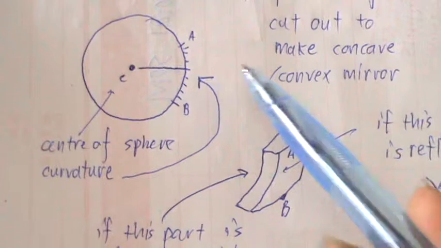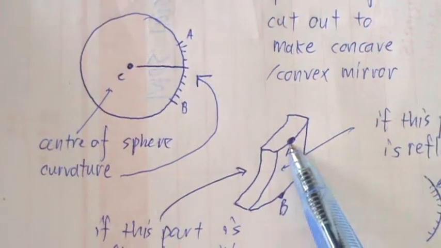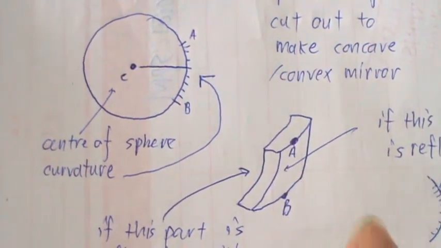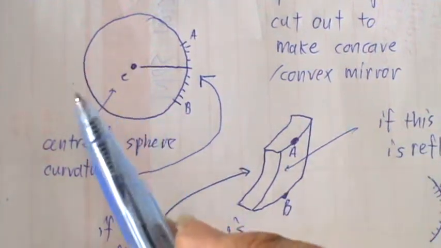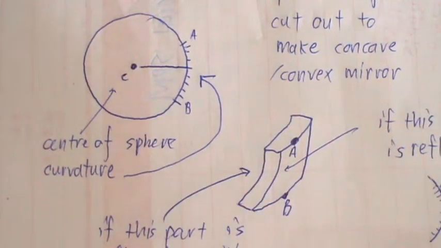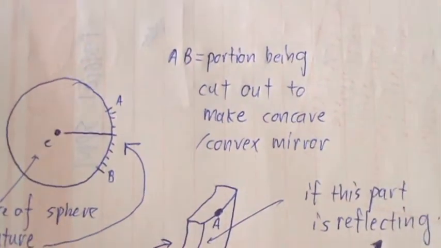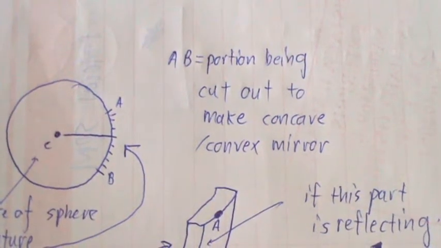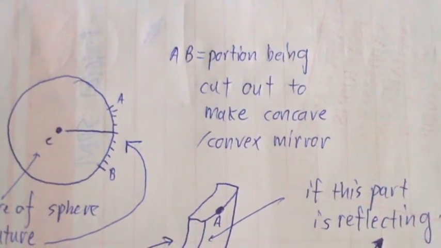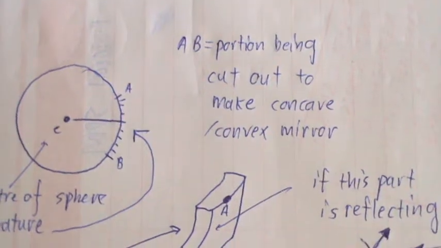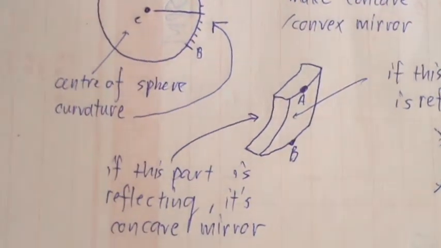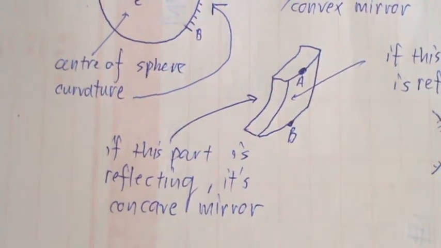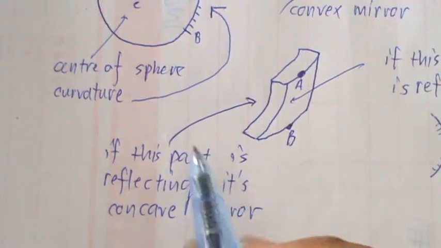You look at this AB, and you look at this AB. So I cut out, and there's a center of sphere. See? So the AB is a portion being cut out to make a concave or convex mirror. But how do we differentiate concave and convex mirror? So we have this situation, the arrow showing here.